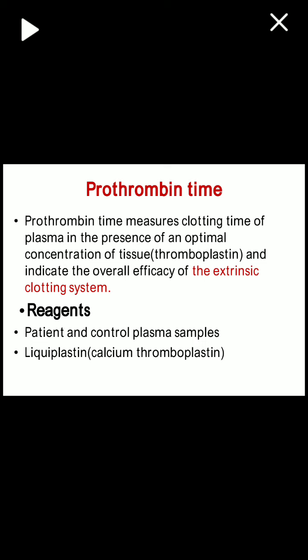So next is our prothrombin time, which is a test to assess mainly the secondary hemostasis. The prothrombin time, also called PT, measures the clotting time of plasma in the presence of an optimal concentration of tissue thromboplastin, and it indicates the overall efficacy of the extrinsic clotting system. In the clotting system we have two pathways, intrinsic and extrinsic. PT tells the exact functioning of our extrinsic clotting system and the common pathway.